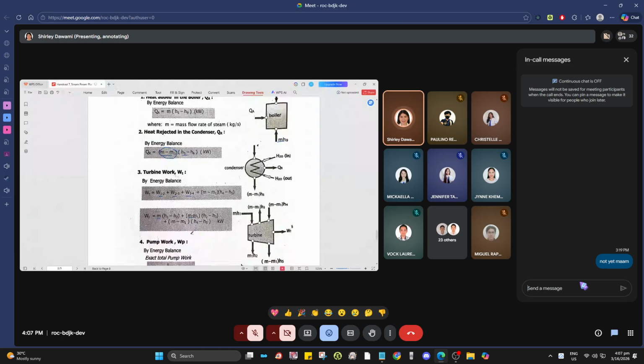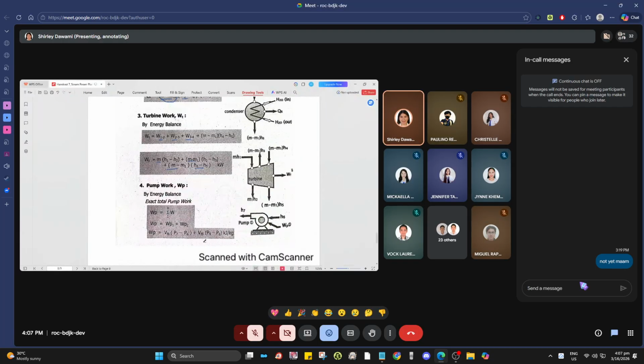The next is M minus M1, H2 minus H3. Then, M minus M1 again, because the mass that went in for resuperheating is still the same. So that is H4 minus H5. Okay. For the pump work, the exact total pump work is equal to pump work 1 plus pump work 2.